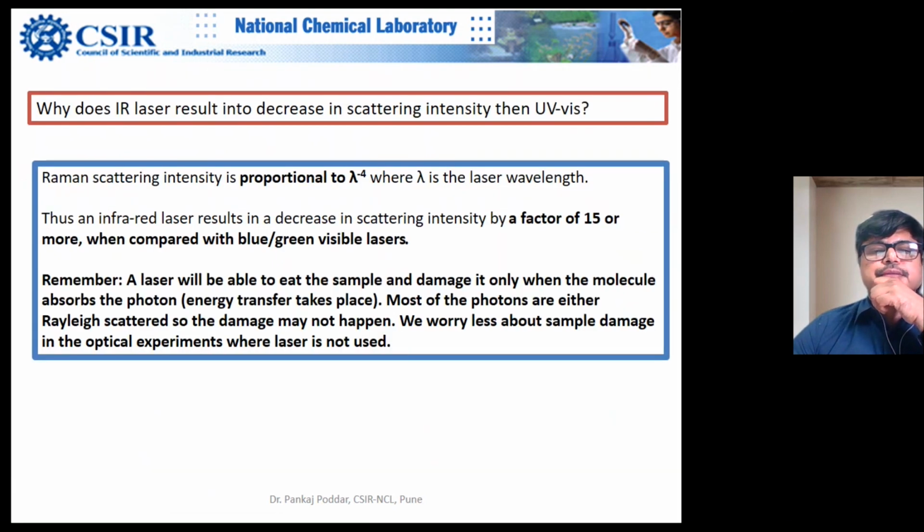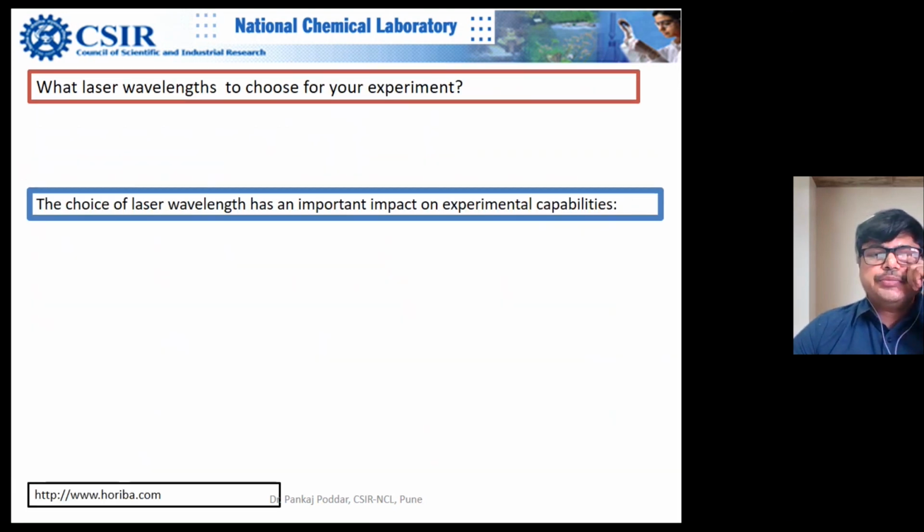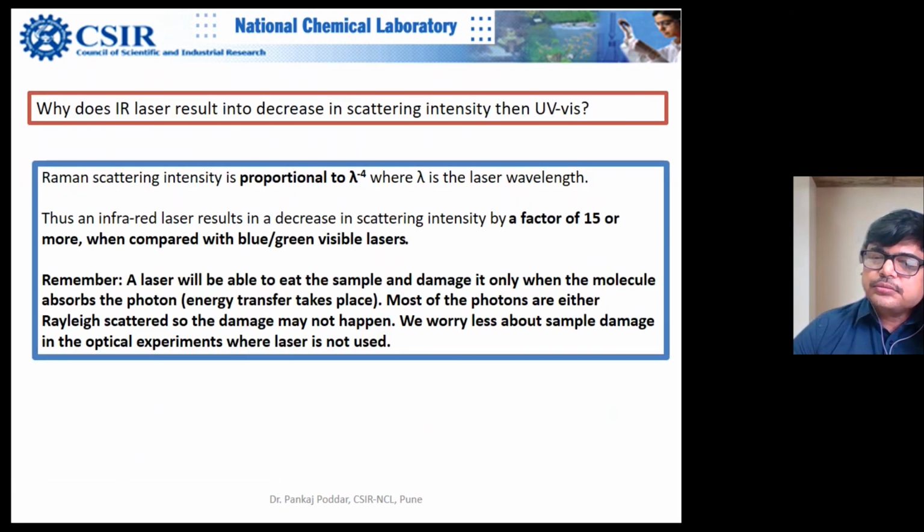And what source you would like to use depends upon the system which you are using and the type of Raman you are interested in. For example, if you are interested in resonance Raman, you would like to see the HOMO-LUMO gap or band gap in your system under investigation, and based on that, you would like to select the laser.